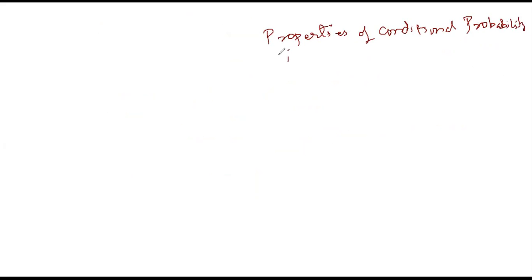First one: A and B are events of the sample space, which I'm not writing again and again. If you have to find the probability of a sample space when one of the events of the sample space has already occurred, that will be equal to 1. So always it will come 1.